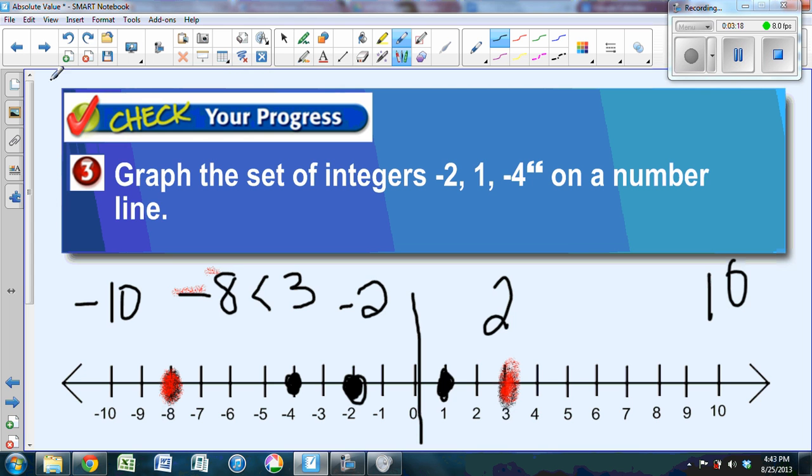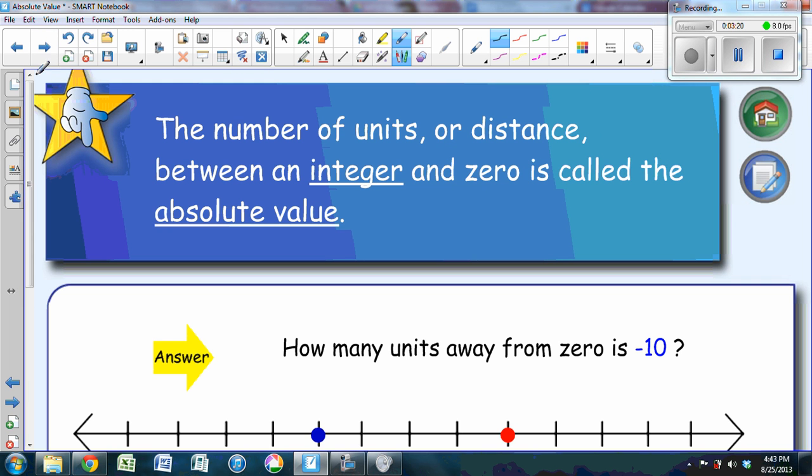I'm going to take all the writing away. Now, absolute value. Absolute value, the number of units or distance, and this is important, an absolute value is actually a distance between an integer and 0 is called the absolute value. So you can write this vocabulary word down. And if you need more time, just go ahead and pause the video.